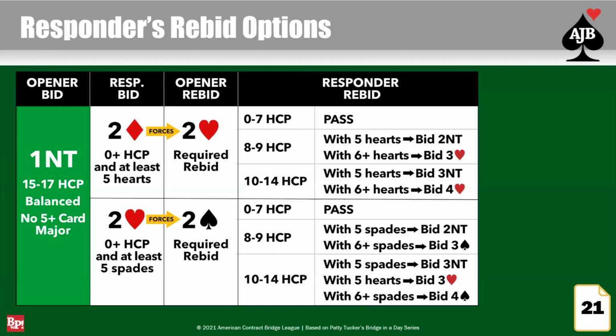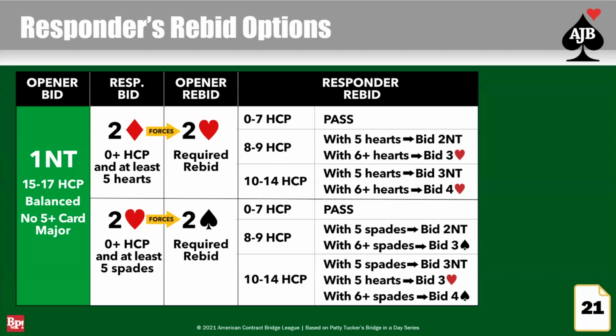Over the 2 heart transfer, it works exactly the same way. You bid 2 hearts, partner bids 2 spades. With 0 to 7, you pass. With 8 or 9, if you have only 5 spades, you bid 2 no trump. With 6 spades, you bid 3 spades. There's only one little bitty thing that changes.